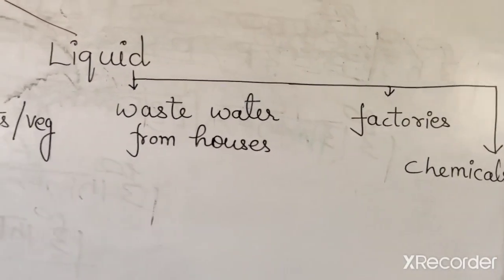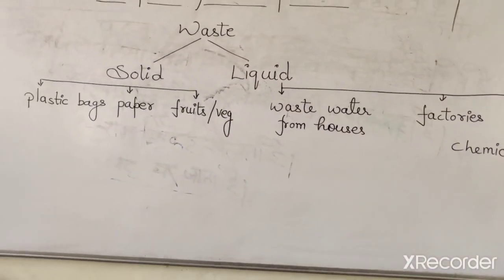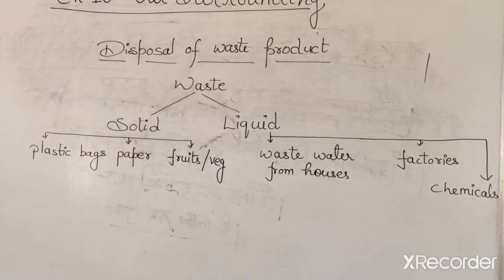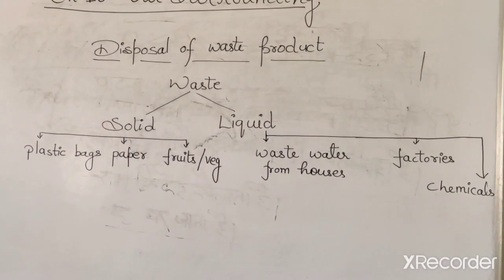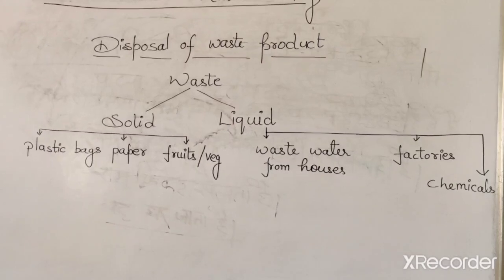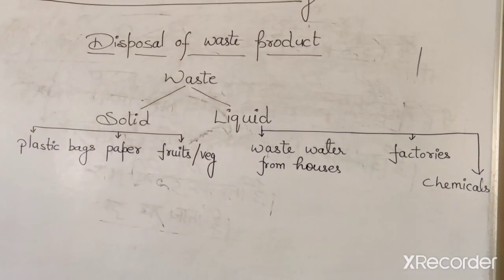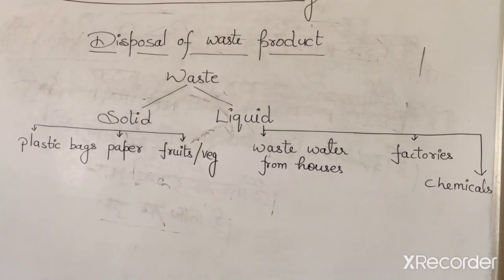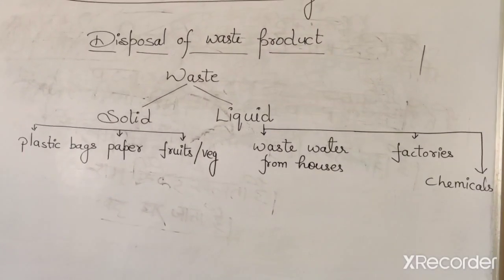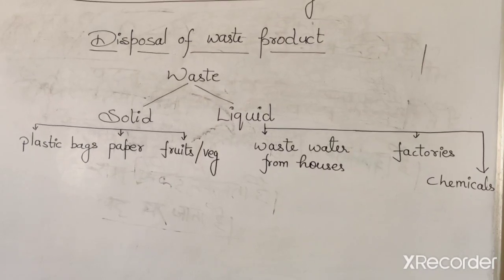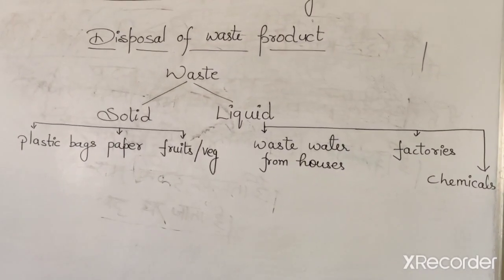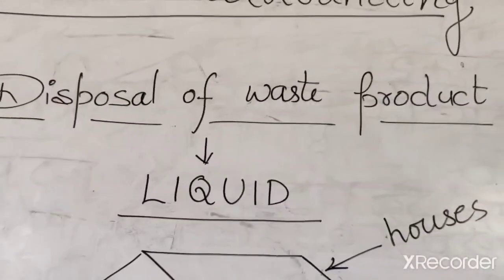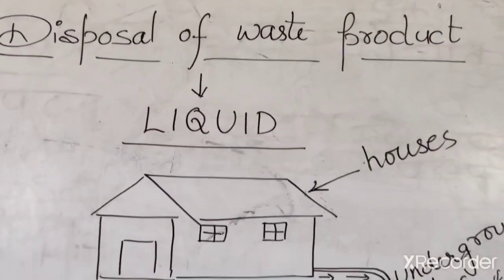So the disposal of this solid and liquid waste is very important. If we leave this waste material like this, it will result in breeding of various hazardous diseases and pollution. Now this pollution can be soil pollution, air pollution or land pollution. Let us first discuss the disposal of liquid waste.